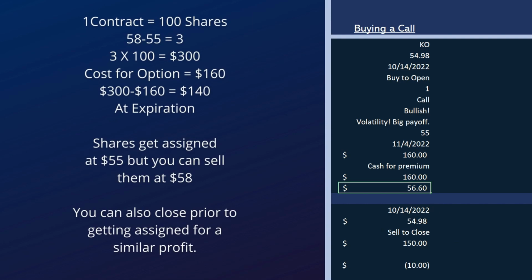Now, just like that put and that covered call that we talked about, you don't have to wait that long. So if Coca-Cola takes off and the value of your option increases, you can always close that out, sell to close, and take your profit at that point.